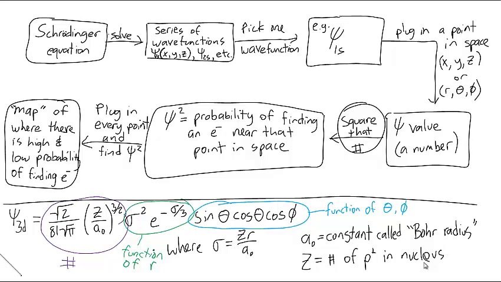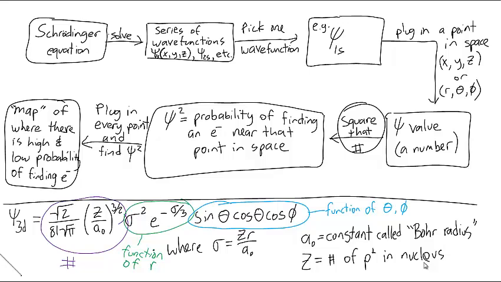So we have this mathematical function that essentially is telling us where the electron likes to hang out and where the electron doesn't like to hang out. Wherever psi squared has a big value, that's where the electron spends most of its time. Wherever psi squared has a tiny value, the electron spends almost no time there.